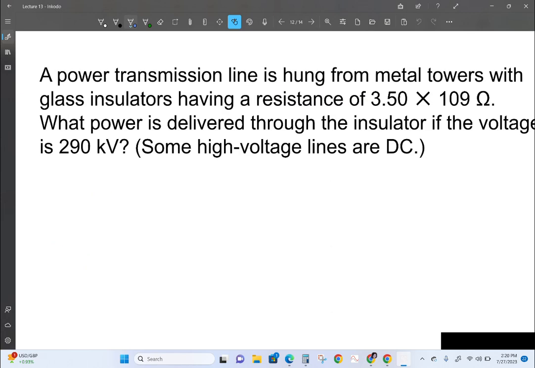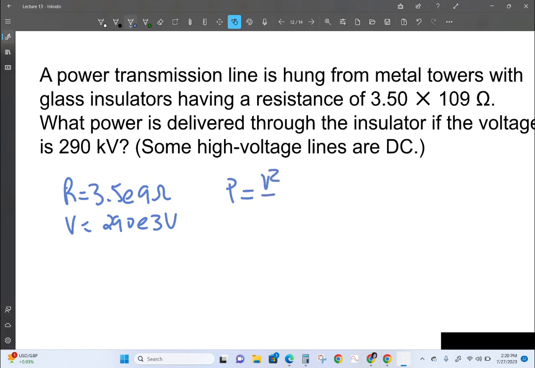So if we take our transmission line, where we found that the current was 8.29 e to the negative 5 amps, we can find the power. Now, the best formula to use, we know that the resistance is 3.5 e to the 9 ohms, and we know that the voltage is 290 e to the 3 volts. So the best one of those to use would be V squared over R.